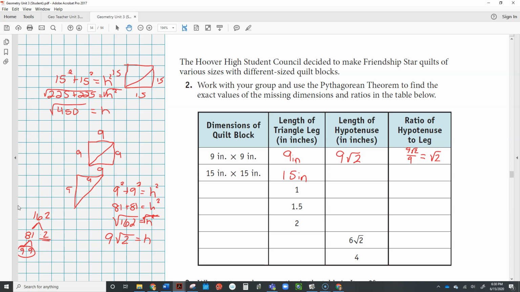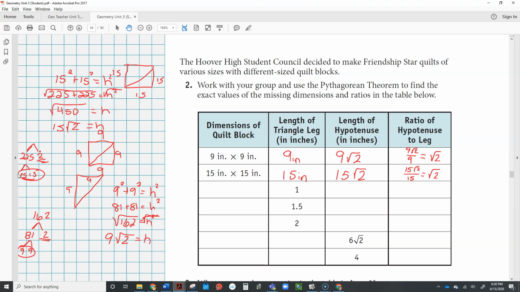The square root of 450 is not a perfect square, but it will factor. It's 225 times 2, and then 225 is 15 times 15. So that pair comes on the outside, and the square root of 2, which is right there, stays on the inside. So your hypotenuse turns out to be 15 square roots of 2. Do a ratio of the hypotenuse, which is 15 square roots of 2 over 15, and it comes down to the square root of 2.